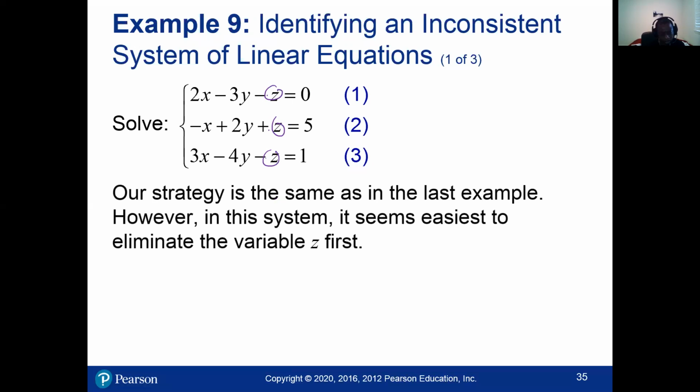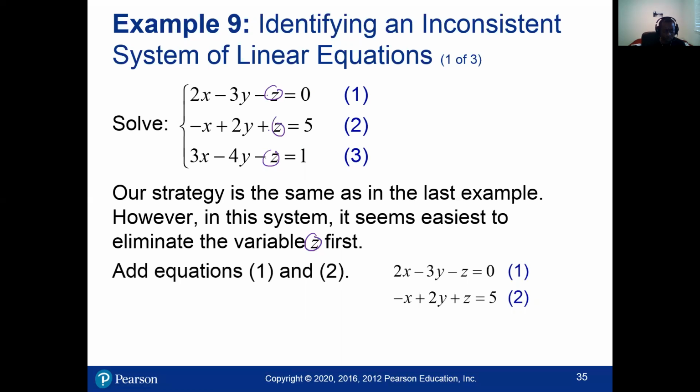So our strategy is the same. But first, we eliminate z from the two equations, okay? And how do we do that? So we add equations 1 and 2. If I add them, the z will go away. All right, so this is my equation 1, equation 2. When we add them, this will be what? This is x, minus y is equal to 5. So we get one equation there. This is what we call equation 4.